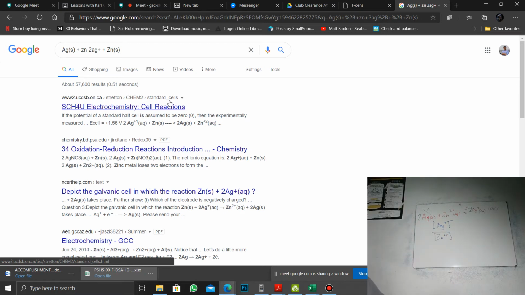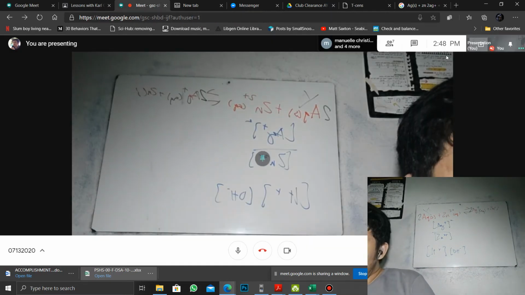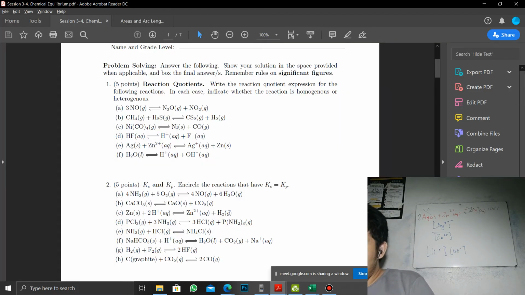Lastly, for letter F, simple lang, H plus OH minus. Yan ay important sa next nating lesson sa acids and bases. Pero, okay. Sige. For number 2, importante lang, tignan natin kung saan equal yung moles of gas, no? Yun lang. Yun natitignan natin. So, let's see.